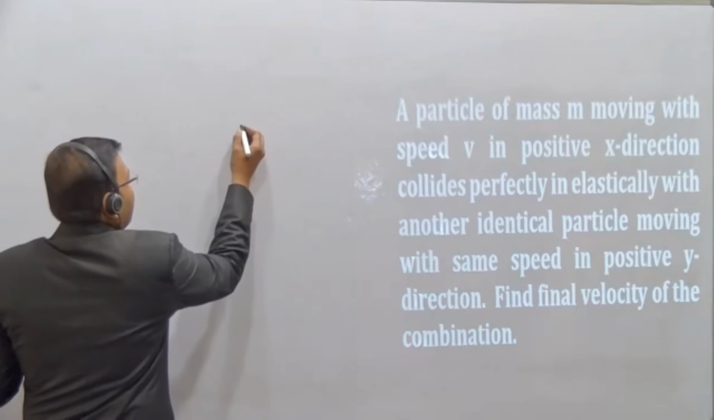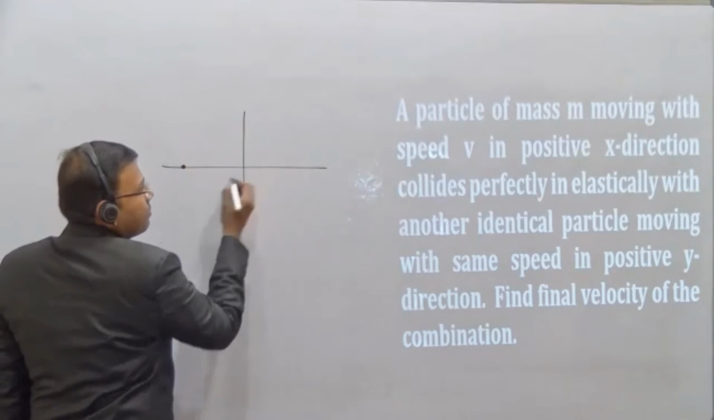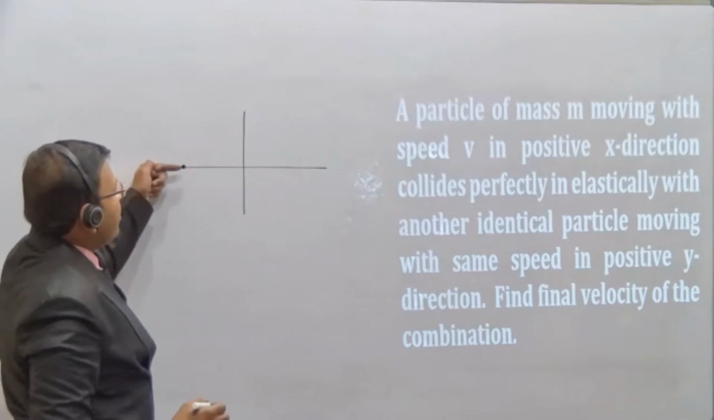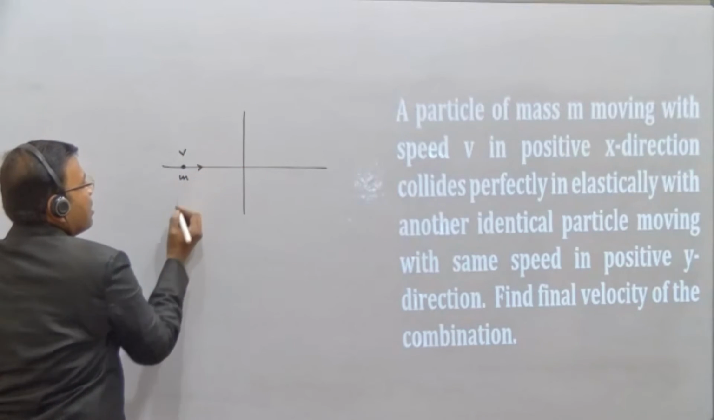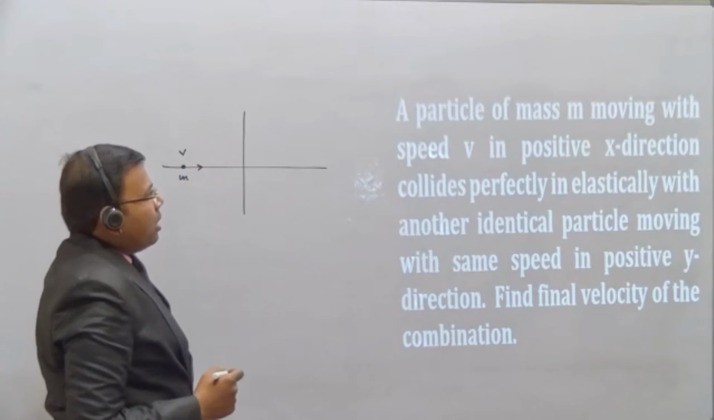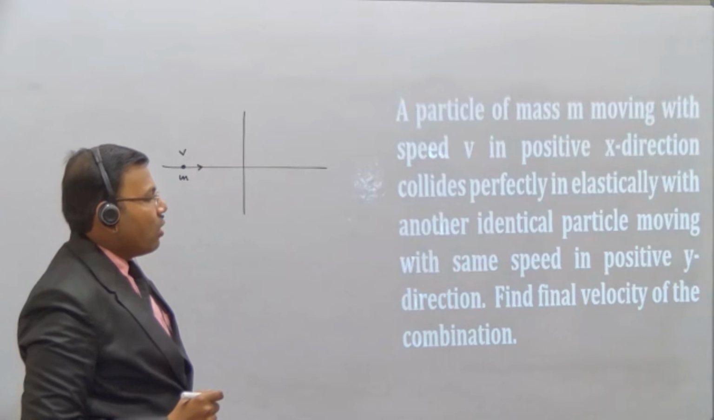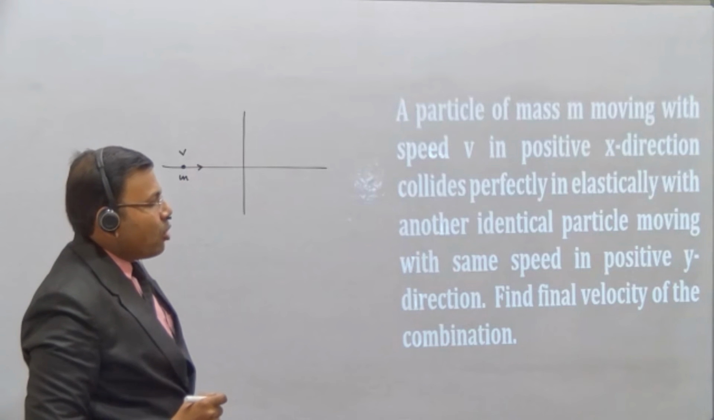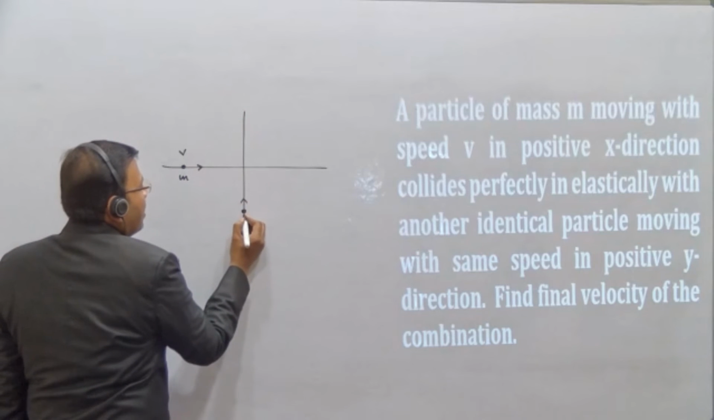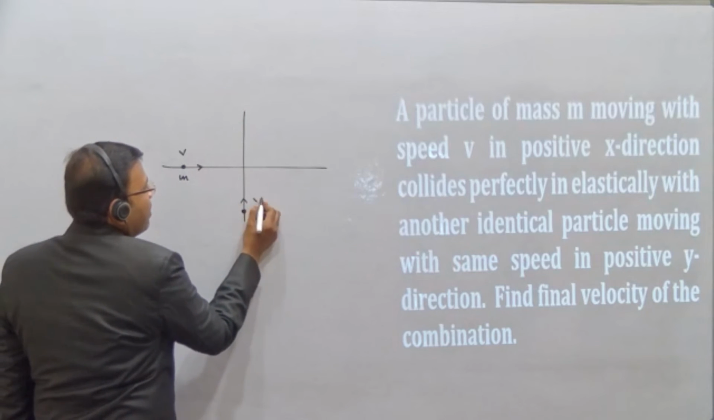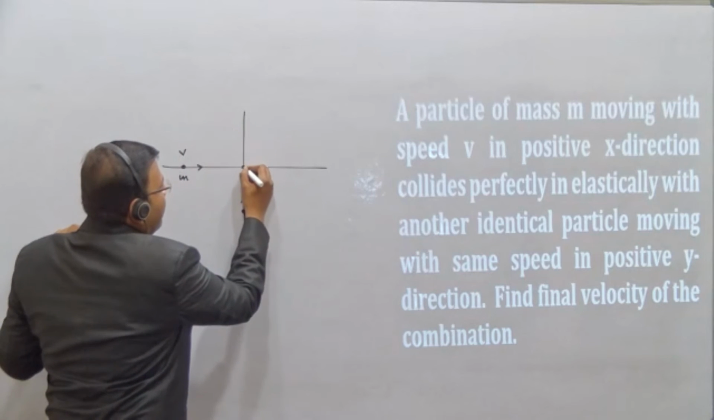So how the particle is here, you can see clearly, this particle is moving in the positive x direction, it is moving with the speed v, and the particle has the mass m. It collides perfectly inelastically with another particle moving along the same speed in positive y direction, meaning it is going in the y direction. One particle is there of mass m moving with the speed v only. When these two come and collide somewhere here, then after collision it is a perfectly inelastic collision.